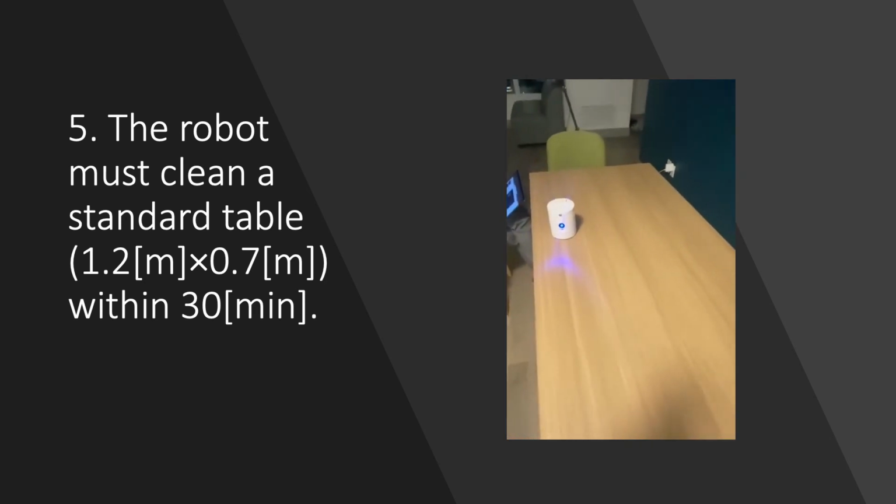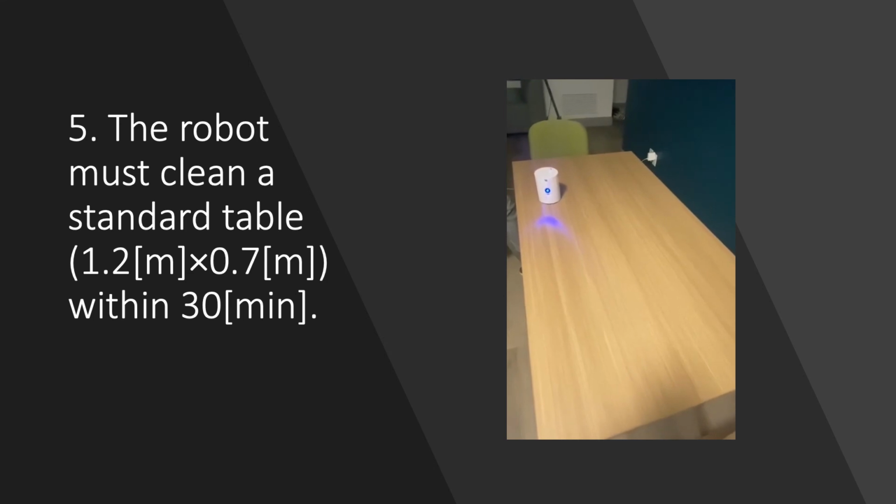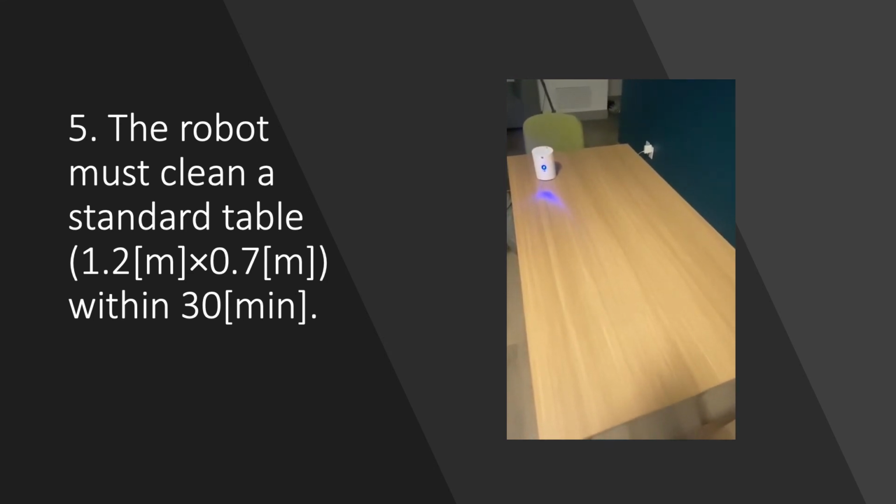As we can see from the video, it only takes 30 seconds for the robot to clean from one edge to another, in which the distance is 1.2 meters. Since the robot diameter and UV LED coverage is 10 cm, for the robot to clean the table with 0.7 meter width, it needs to run 7 times, which only takes about 3.5 minutes, and is therefore much smaller than the defined 30 minutes.